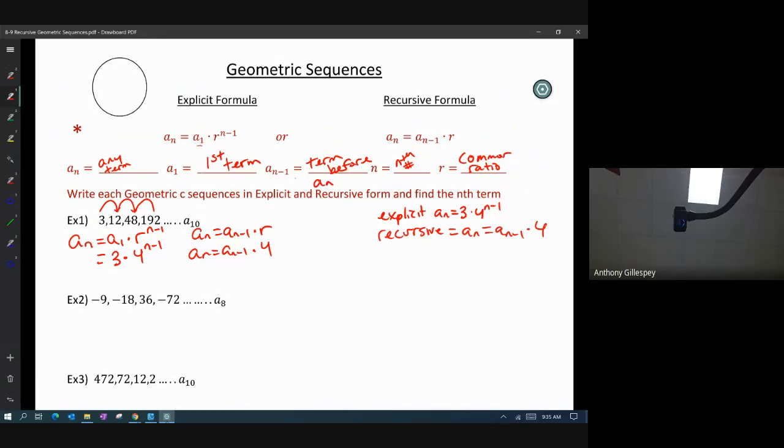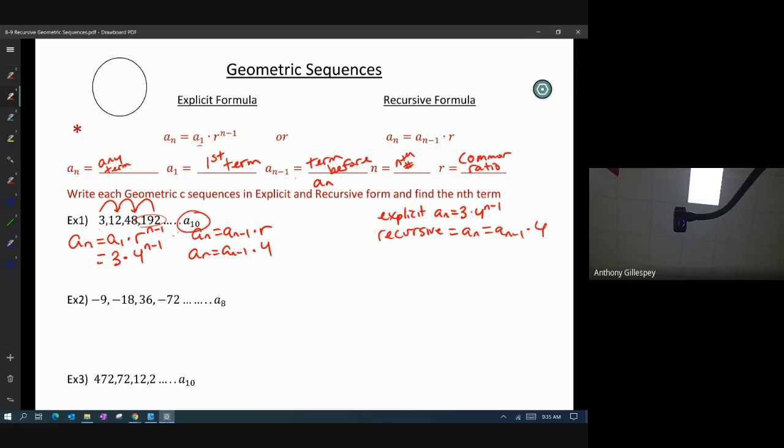Okay, last thing we have to do is find a sub 10. Okay, should I use the explicit or the recursive to find a sub 10? Why the explicit? If I knew a sub 9, then a sub 10 would be easy using the recursive. But I don't know a sub 9. Oh, well, then find a sub 8. Well, I don't know that either. Oh, well, then just find a sub 7. Well, I don't know that either. I only know a sub 1. No, not good. Recursive, not good. Explicit is good. So let's do it.